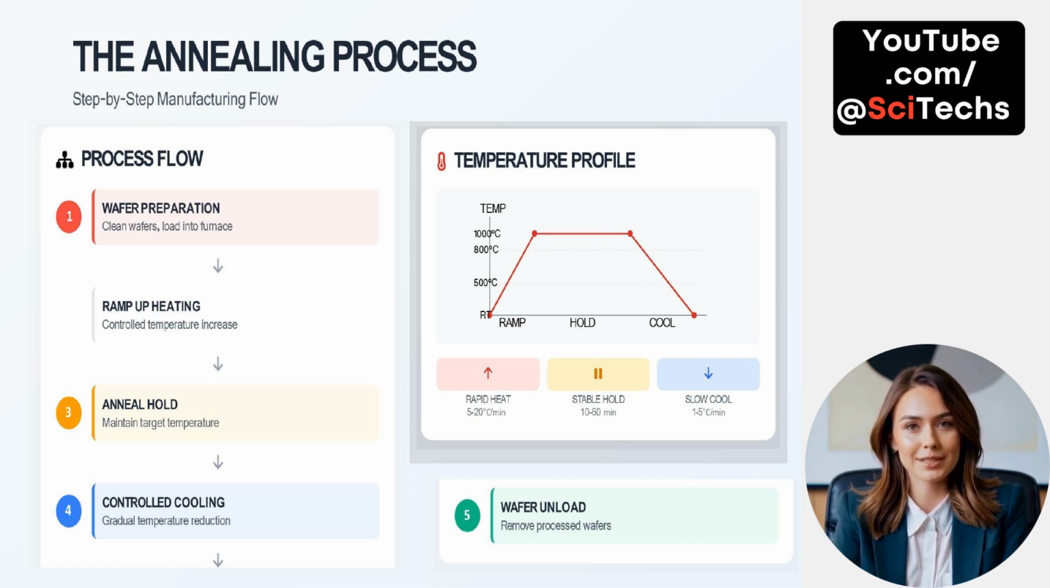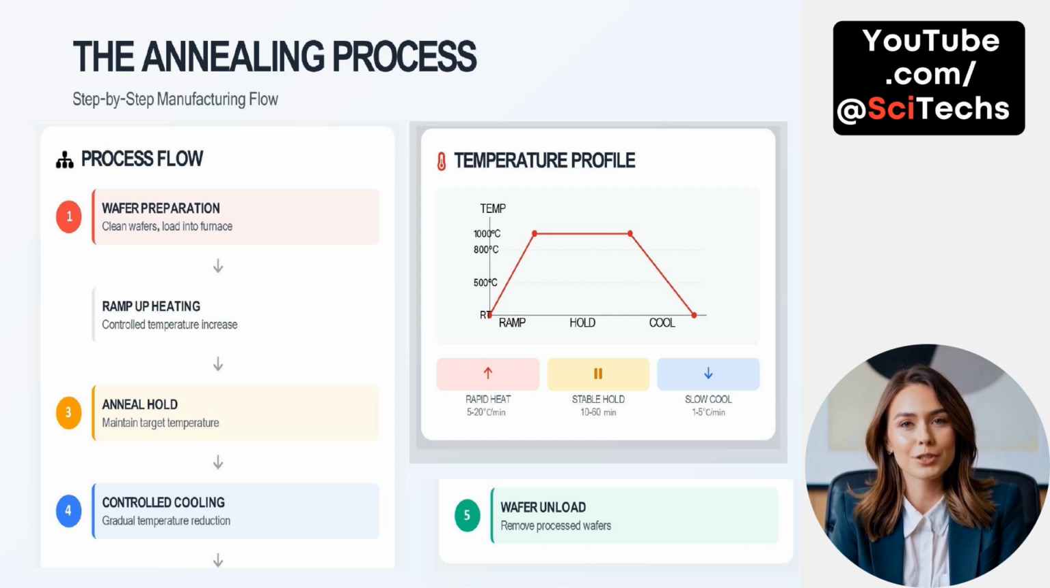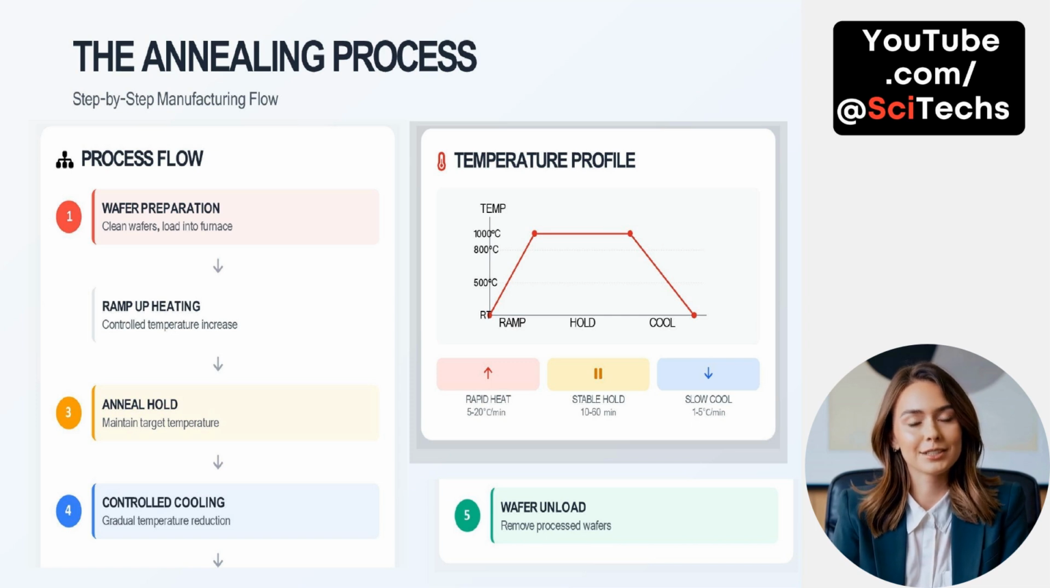The third step is the anneal hold, where the temperature is maintained steadily, usually between 800 to 1000 degrees Celsius, for a fixed period, often 10 to 60 minutes, allowing atomic restructuring to occur. Following this is controlled cooling, where the temperature is reduced gradually, at a rate of 1 to 5 degrees Celsius per minute, to prevent defects caused by rapid cooling.